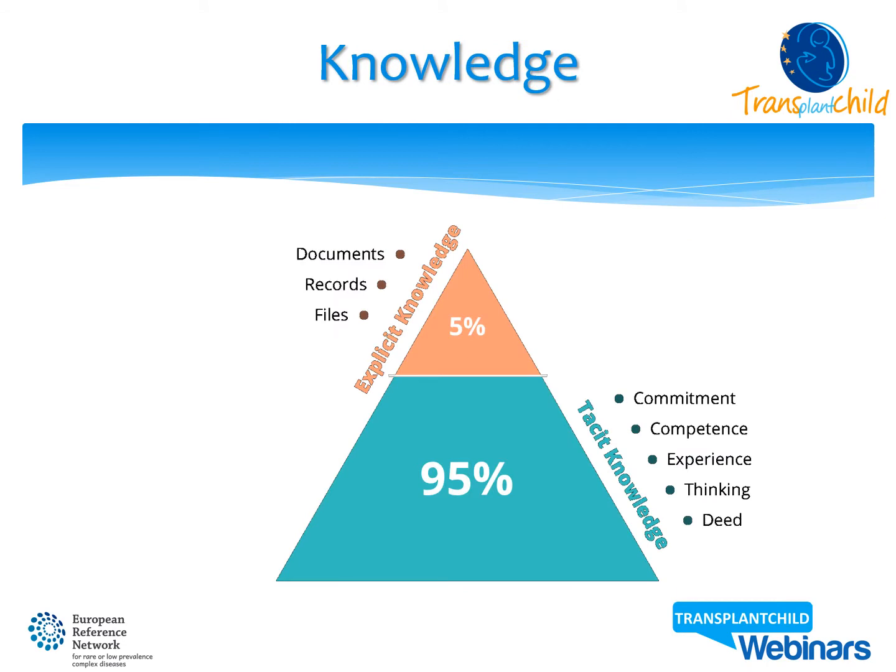The explicit knowledge is the knowledge that we are more used to manage. It is present in documents, in books, in scientific papers, records, files, etc. This knowledge is only 5% of the total knowledge. There exists a lot of tacit knowledge that is not that visible. This knowledge can be the experience, the competency, the commitment, the thinking, etc. We should also value and consider this type of knowledge when sharing and retaining knowledge within the European reference networks.